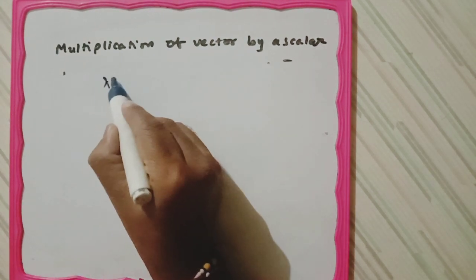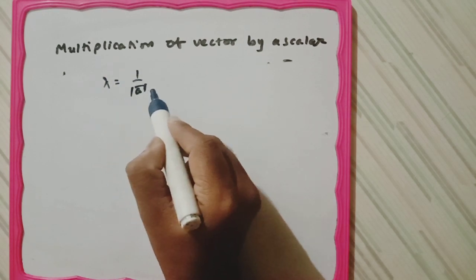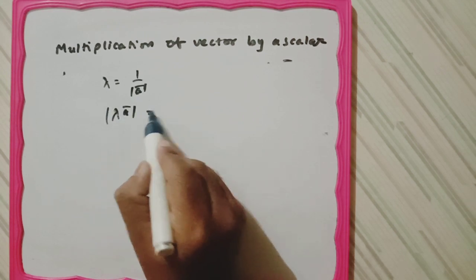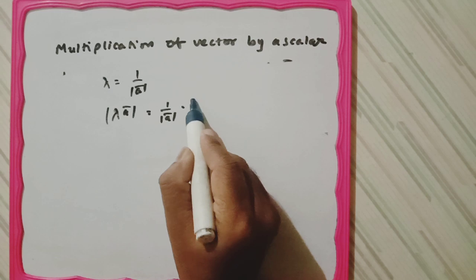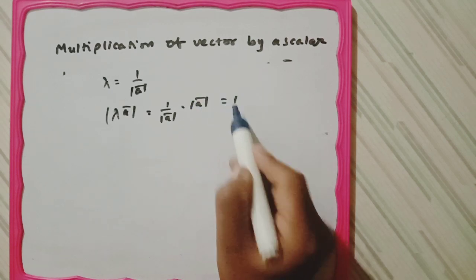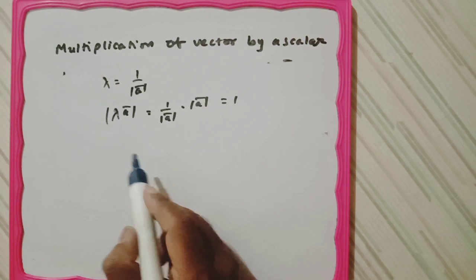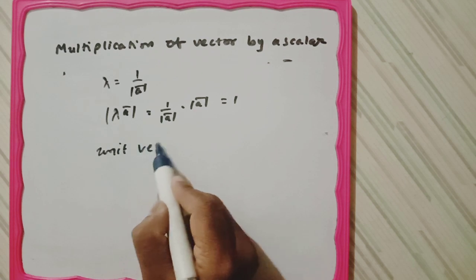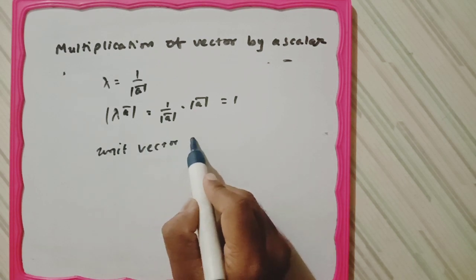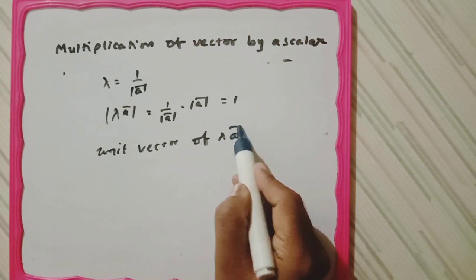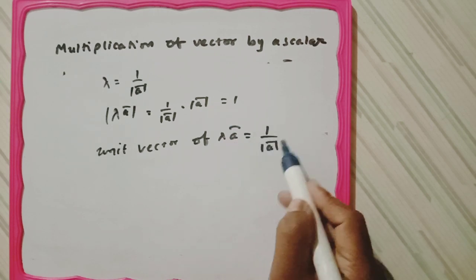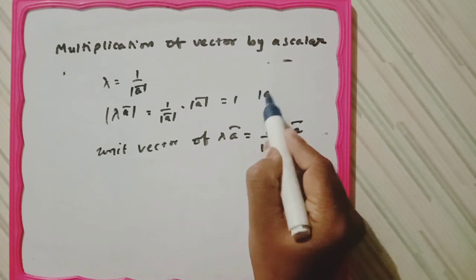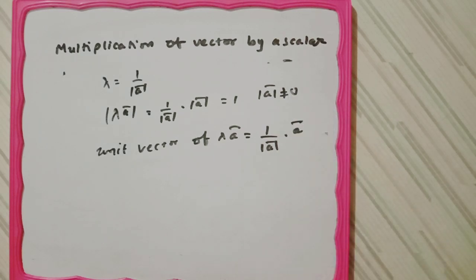Now if we take lambda equal to 1 upon magnitude of a bar, then we will have magnitude of lambda a bar equals 1 by magnitude of a bar into magnitude of a bar, which equals 1. And so we can say that the unit vector of a bar will be given by 1 by magnitude a bar into vector a bar, where magnitude a bar is not equal to 0.